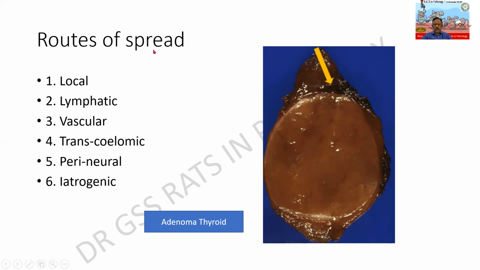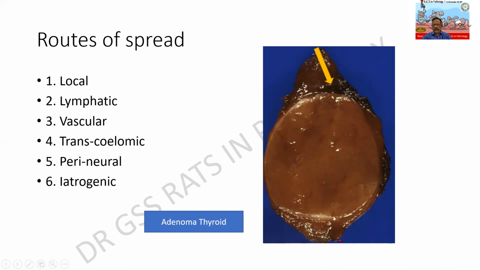Now, coming back to the routes of spread of tumors, we should think of the following subheadings. I've earlier told you, thinking of the subheadings will take you to the answer. And these are all the different modes of spread, which we shall be seeing in the subsequent projections.